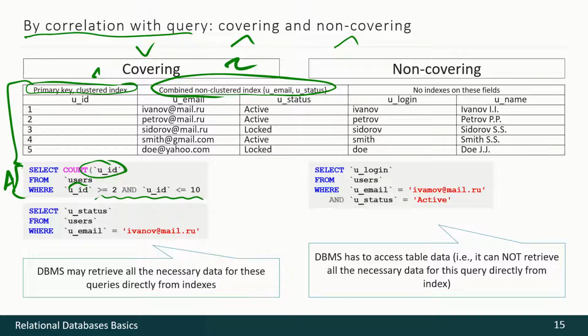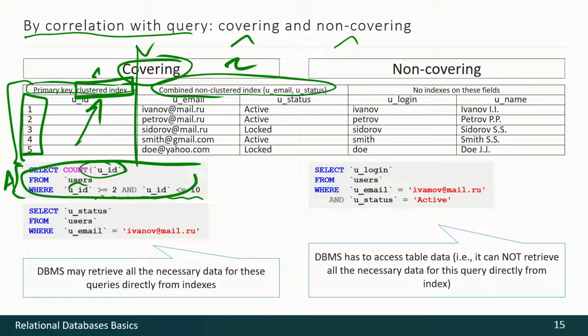We wanna know how many users are there, how many IDs, in the range between 2 and 10. How can DBMS execute this query? The DBMS may use this clustered index and count those IDs. The DBMS does not need any other information. It may use index only, so this index is covering for this particular query.